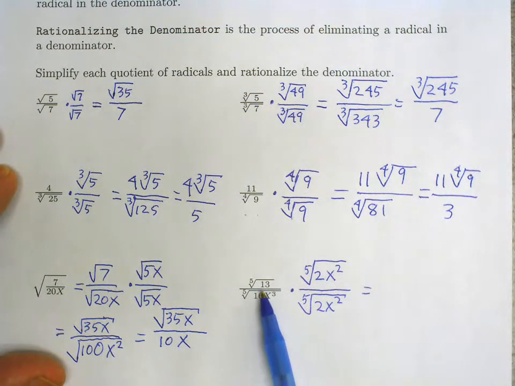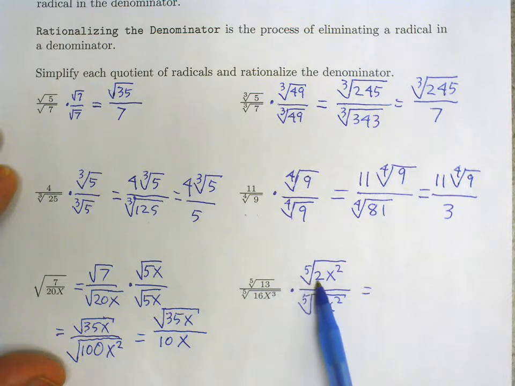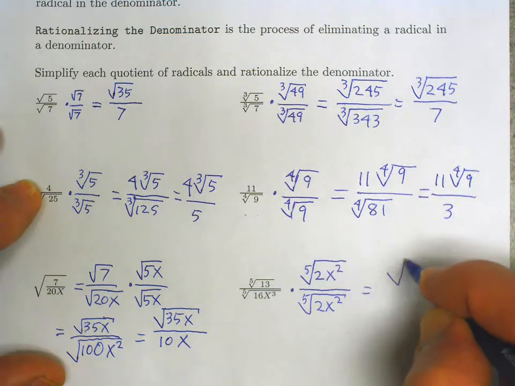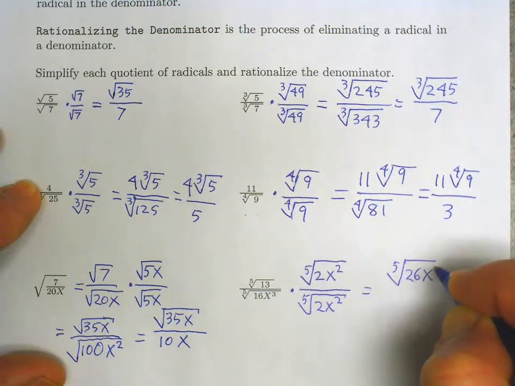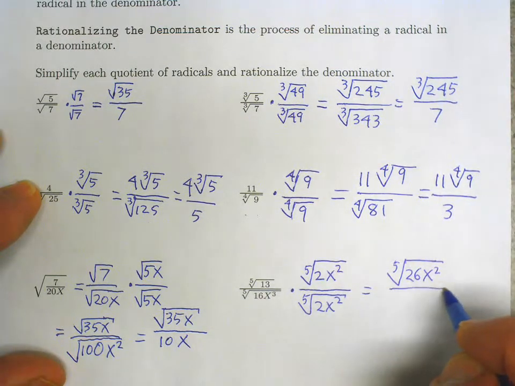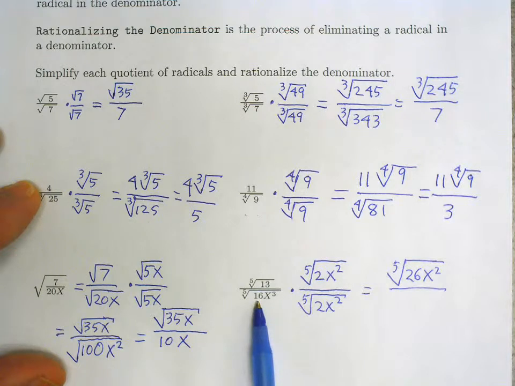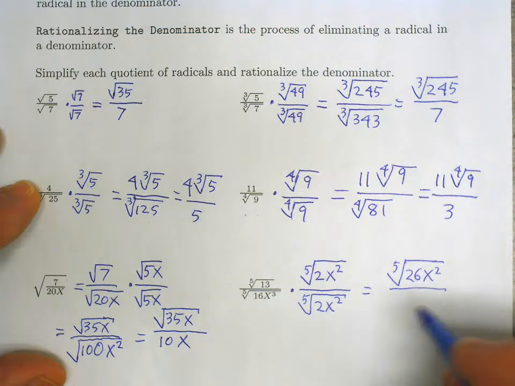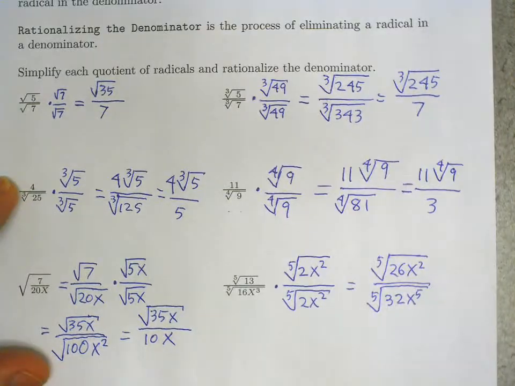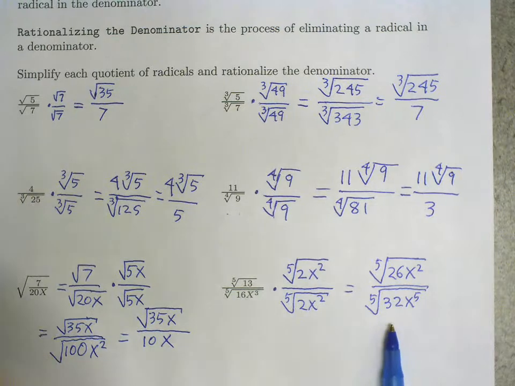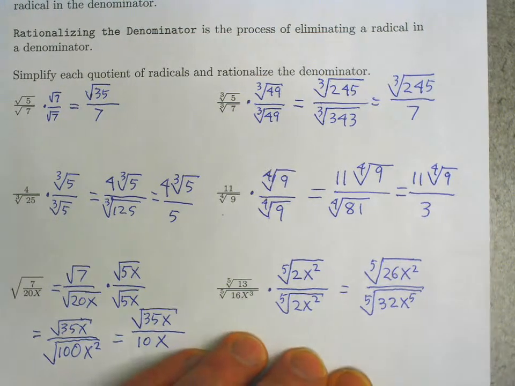And then in the numerator, the fifth root of 13 times the fifth root of 2x to the second is the fifth root of 26x to the second. And in the denominator, the fifth root of 16x to the third times the fifth root of 2x to the second is the fifth root of 32x to the fifth. But the denominator can be simplified so that there's no longer a fifth root in the denominator.